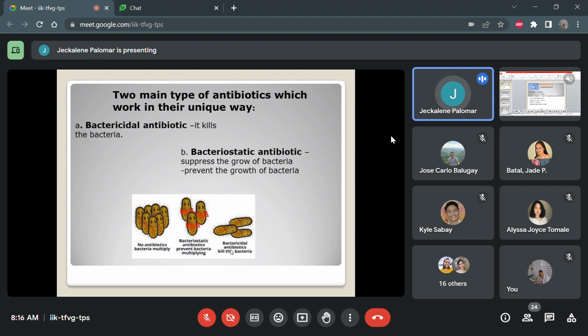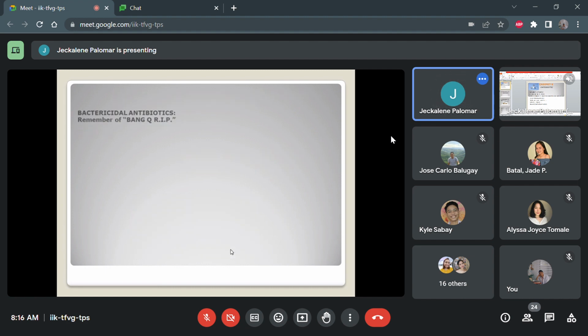So look at the image at the left side. There are no antibiotics, so the bacteria can multiply. If we use antibiotics, either bactericidal or bacteriostatic, look at the picture at the center. The bacteriostatic antibiotics prevent the bacteria from multiplying, and the other one kills the bacteria. So, there are groups of bactericidal antibiotics. Look at slide 2.